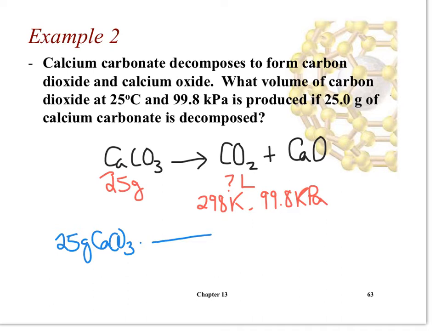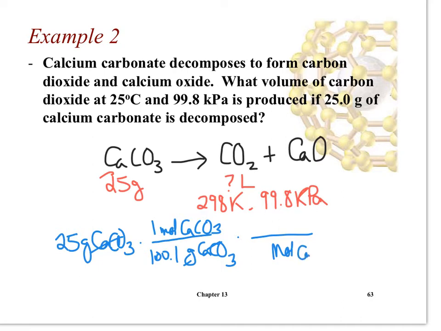Molar mass on the bottom. So 1 mole on top, grams on the bottom. And we're going to add up a calcium, a carbon, and 3 oxygens. And that turns out to be 100.1 grams. That gets me to moles of calcium carbonate. Next, I'm going to go to the moles of the substance I'm interested in, which I can do by the molar ratio. So moles of calcium carbonate on the bottom, moles of CO2 on top. In this case, it's a 1-to-1.